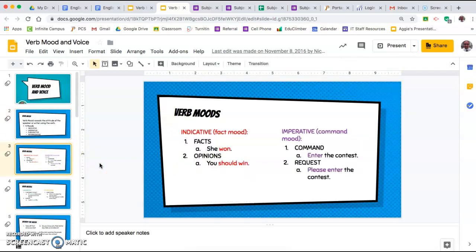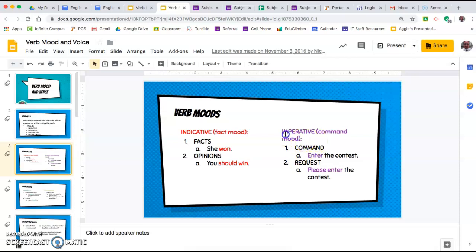So indicative, you can think of somebody indicating what they think or indicating what is true about something. So this is kind of like when you're just making statements, you're just giving facts. So she won, that's just something that happened. Or opinions even, you should win is still just somebody making a statement. So the indicative mood is where you're making a statement. You're indicating either what you think or what you know to be true.